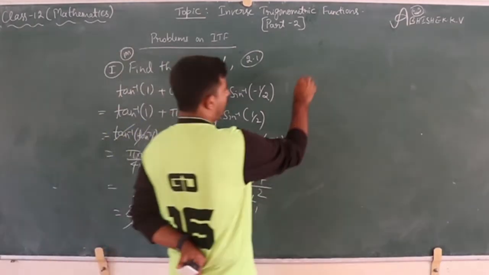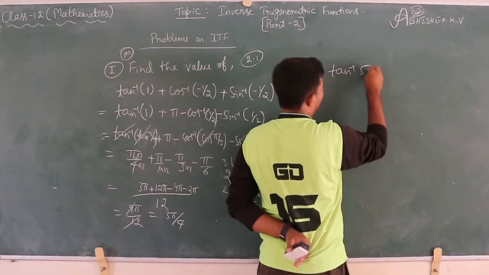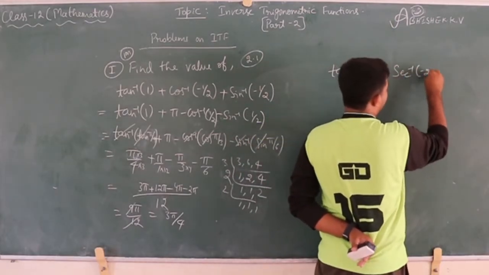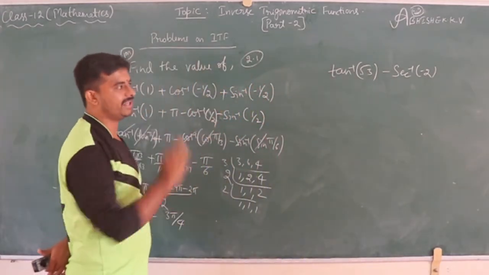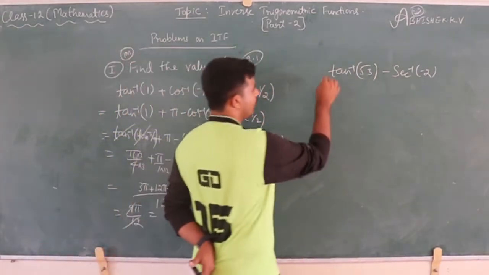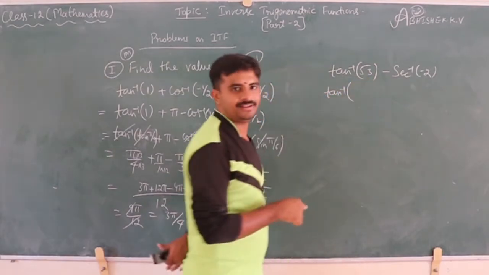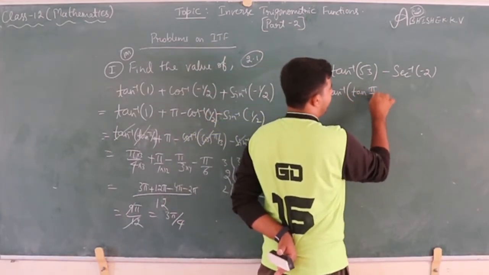Then look at the next problem. Find the value of tan inverse root 3 minus secant inverse of minus 2. See, tan inverse of, at which angle are we getting root 3? See, tan of pi by 3.